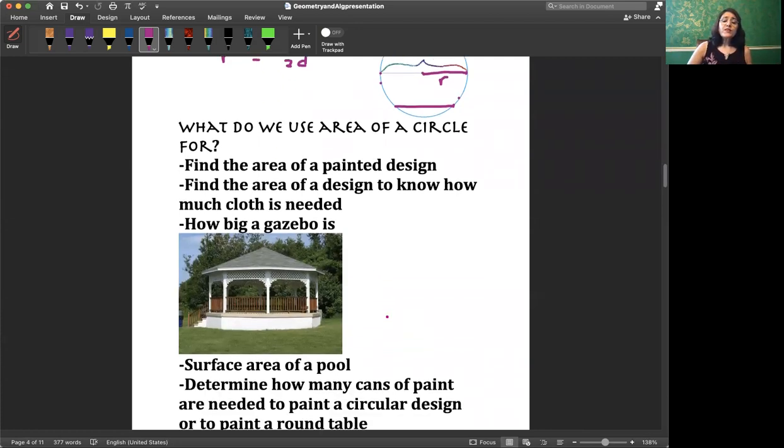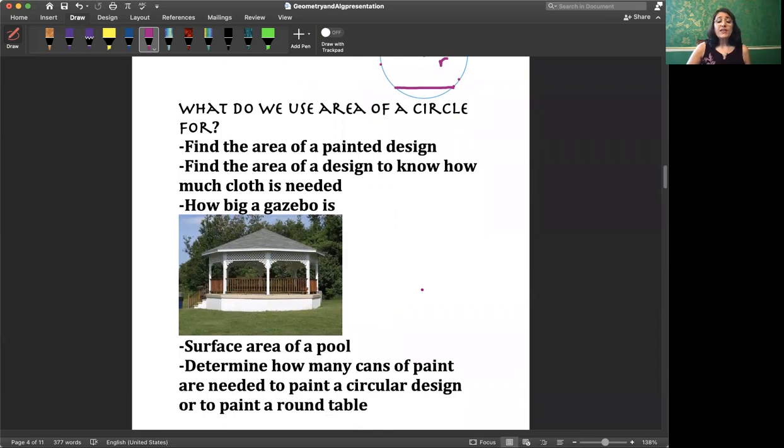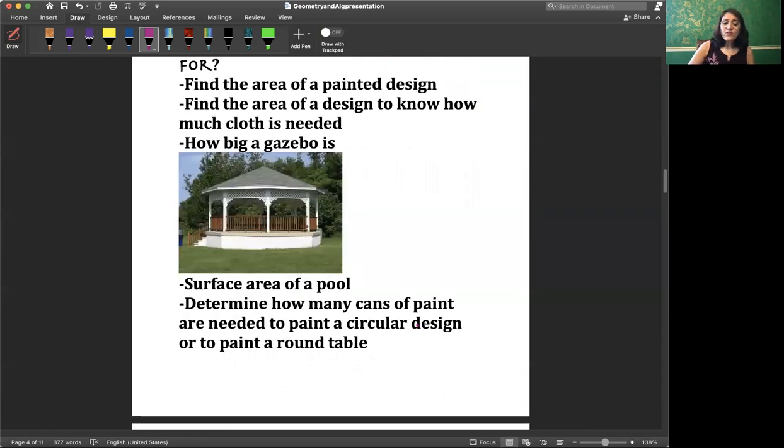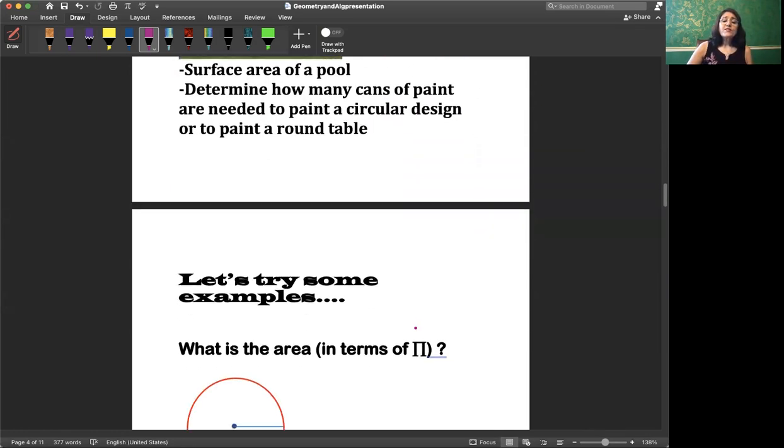And sometimes we need to determine how many cans of paint are needed to paint a circular design, or even to paint a round table. Sometimes cans of paint will say this can be used to paint this many square feet of, let's say, a wall or of some object. So it's important to know how many square feet we have so we know how many cans of paint to use. So let's try some examples.